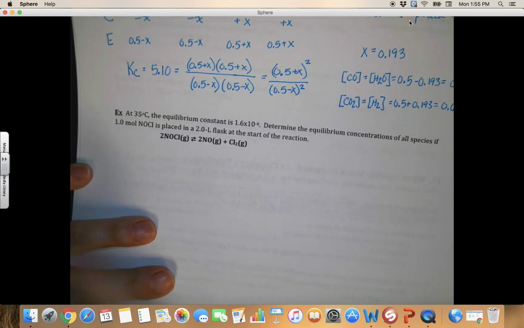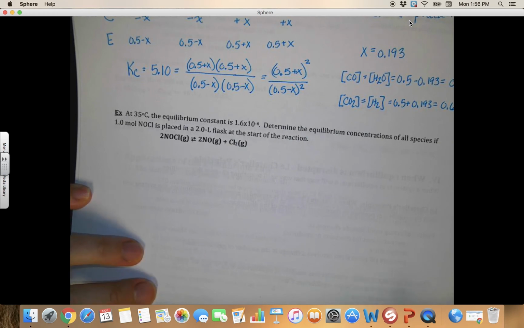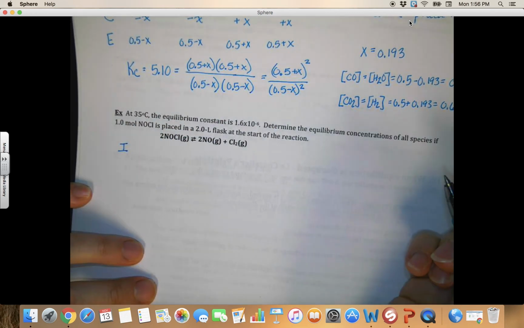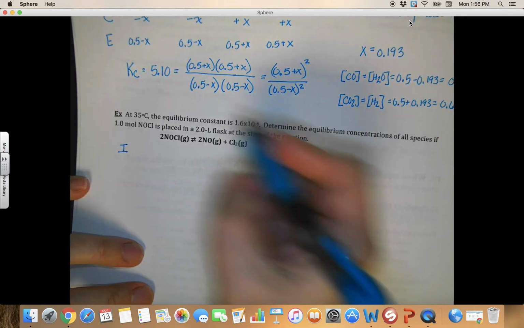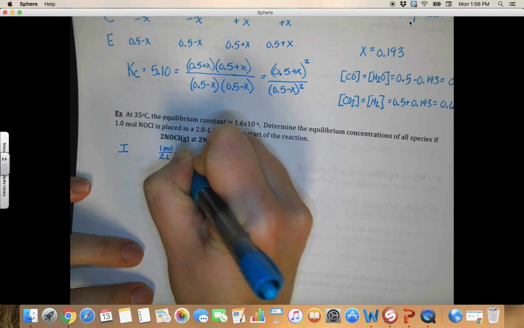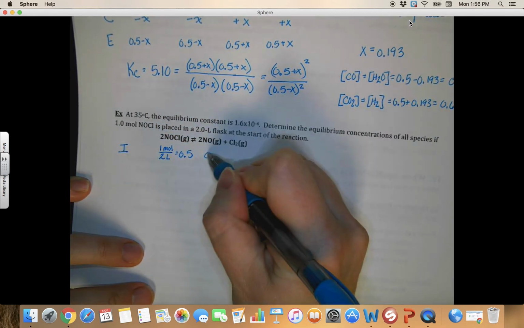At 35 degrees Celsius, the equilibrium constant is 1.6 times 10 to the negative 6. Determine the equilibrium concentrations of all species if 1 mole of NOCl is placed in a 2-liter flask at the start of the reaction. So I've got my reaction. I'm going to start with I for initial, and I had 1 mole in a 2-liter flask, so that's 0.5. And it says nothing about the other guys, so we had 0 and 0.